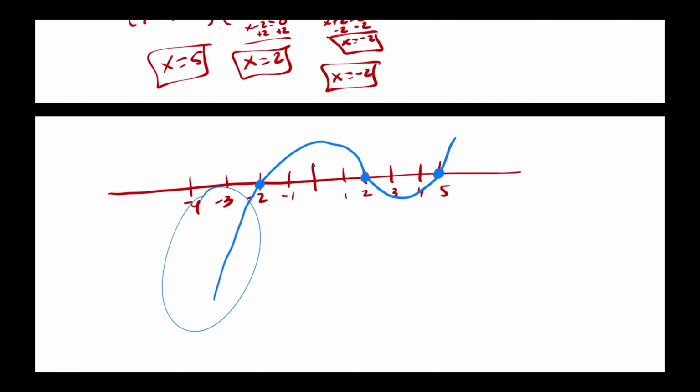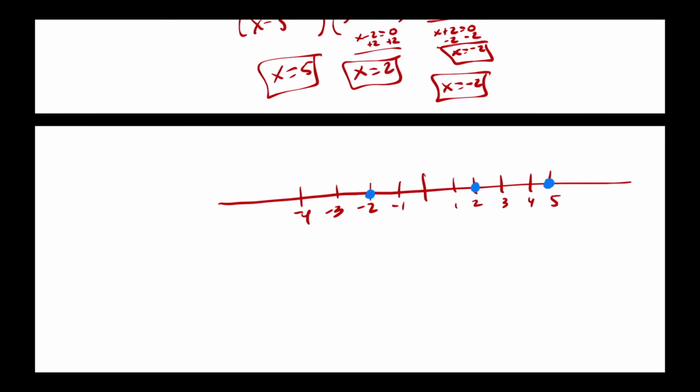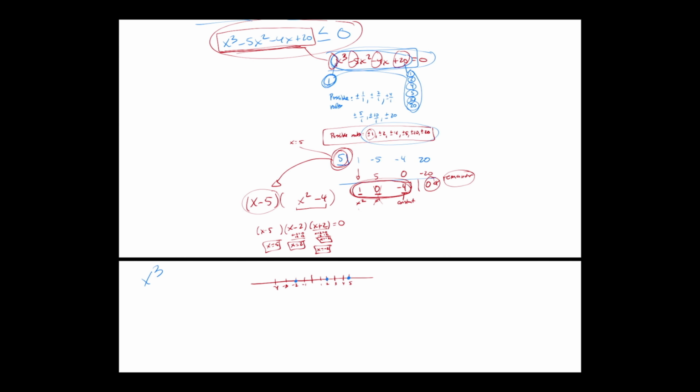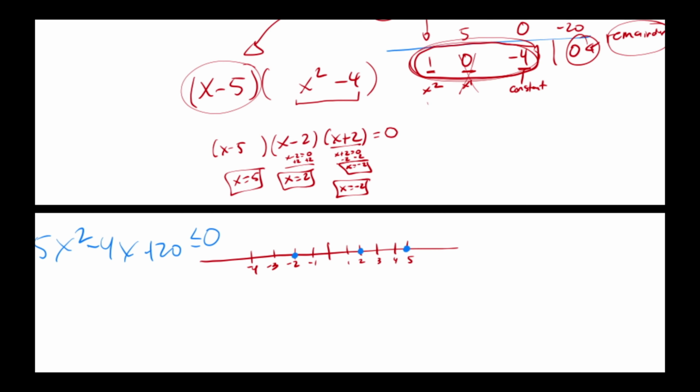Is it below right here and right here? So we got to do some testing. So we have our inequality, x cubed minus 5x squared minus 4x plus 20. When is that less than or equal to 0? Okay, so there's our equation.